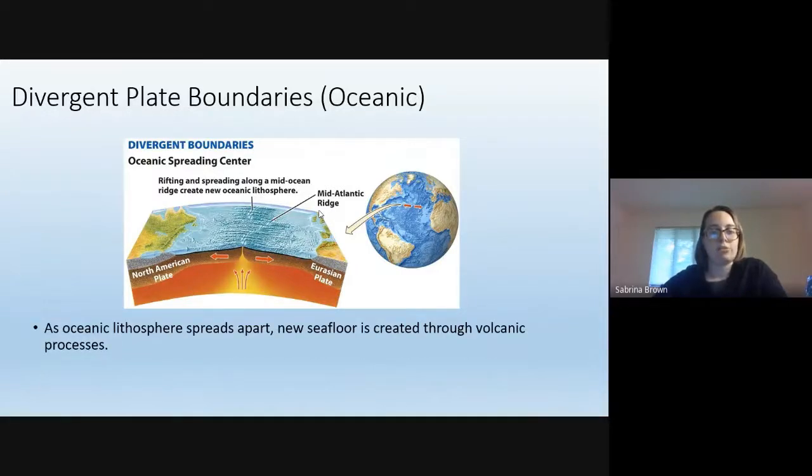So as the oceanic lithosphere spreads apart, new seafloor is created through volcanic processes, and we have earthquakes associated with these divergent boundaries, and they typically have a shallow focus, so they occur pretty close to the Earth's surface.